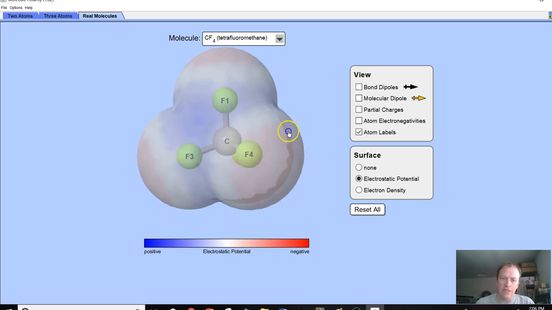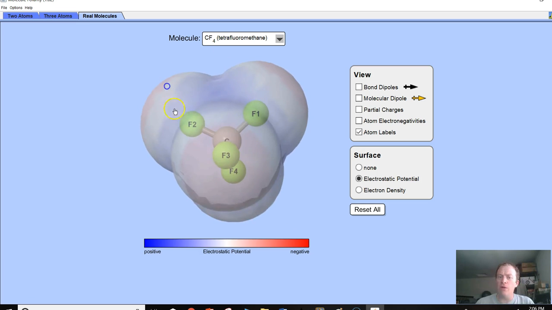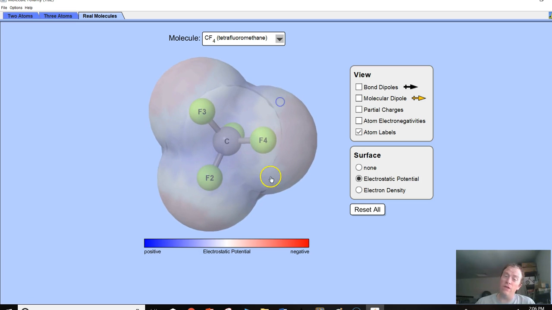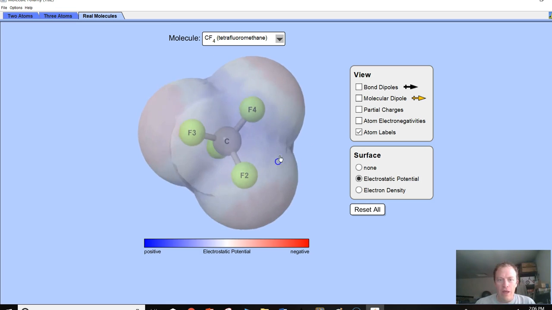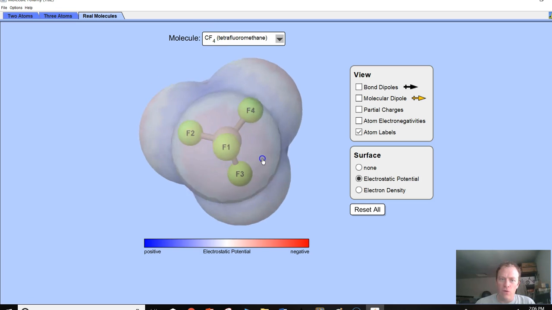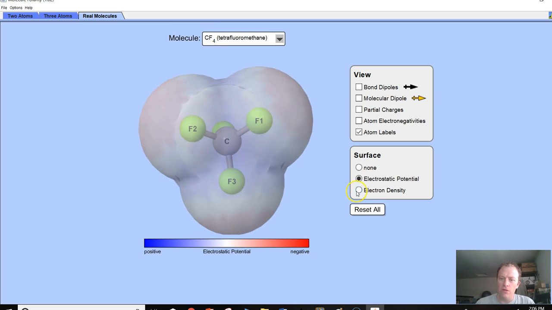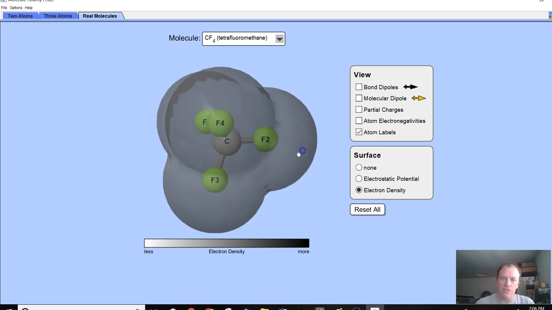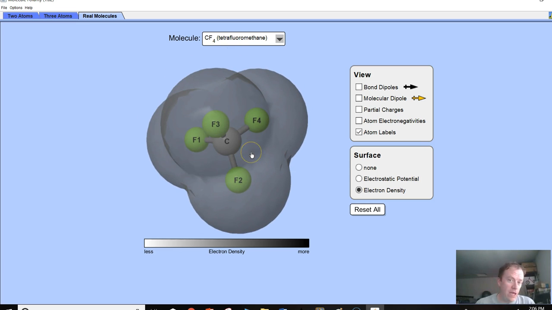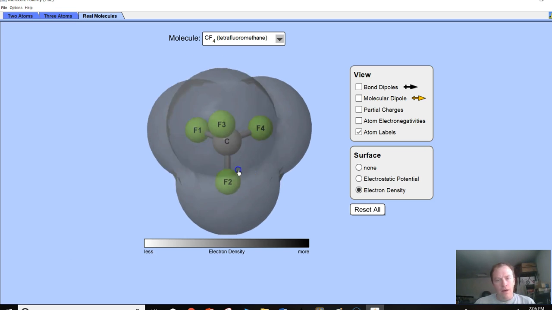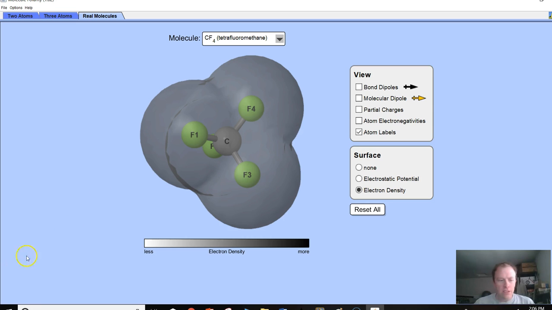CCl4. Now that's a tetrahedral molecule. Tetrahedral molecules tend to, or really they'll always be nonpolar if all four of these are the same. So again, this molecule here, CF4, it's tetrahedral, it's nonpolar. There's no real difference in electron density on any particular side, so it does not have a dipole moment. So I hope that helps a little bit. Let's go back to the slide.